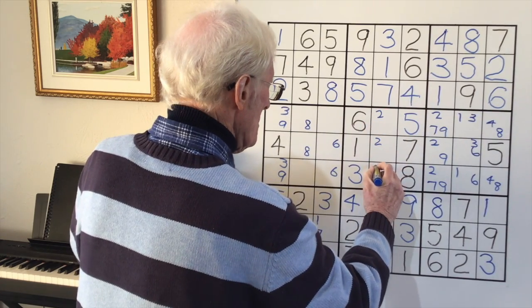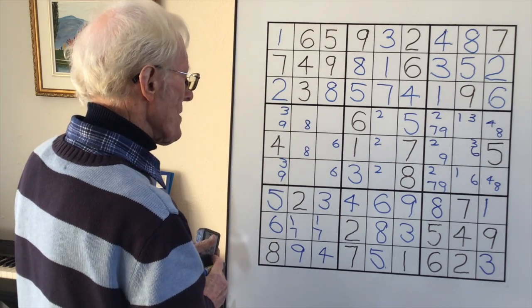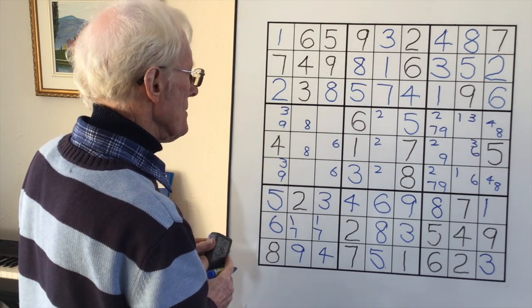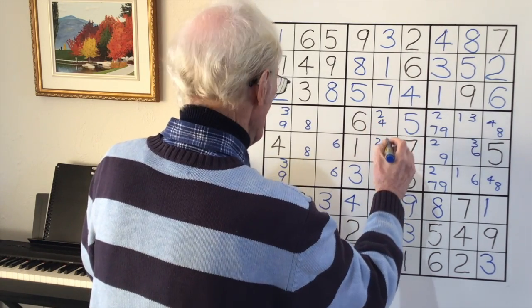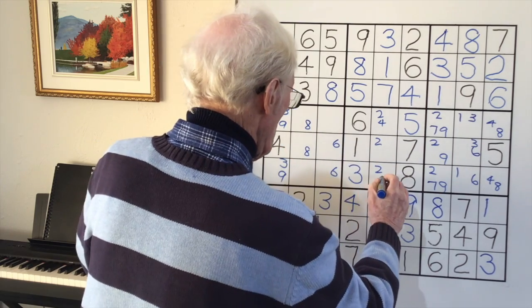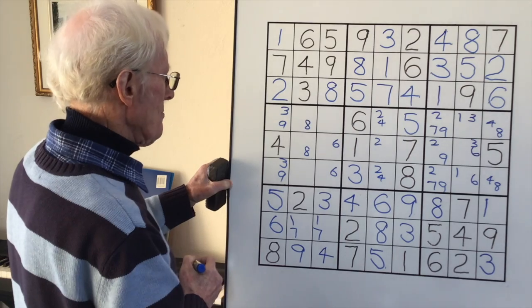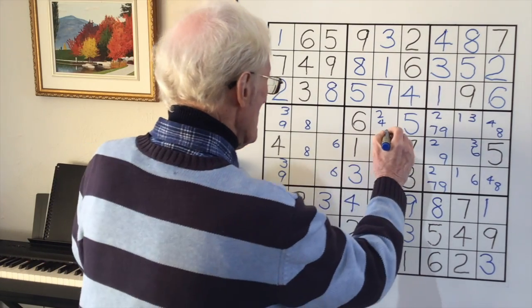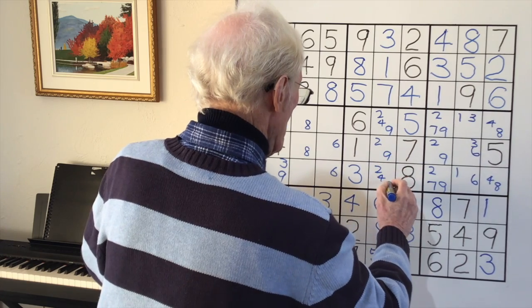2 and 2. Okay. Let me see, 2, 2. The other one was a 4. It can't be a 4 there, it has to be a 4 there. And again, our favourite one again, a 9. 9, 9, 9.